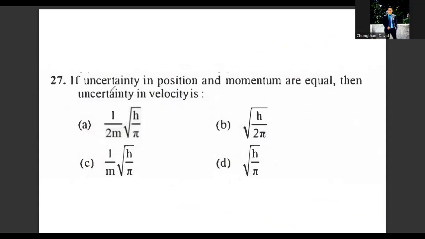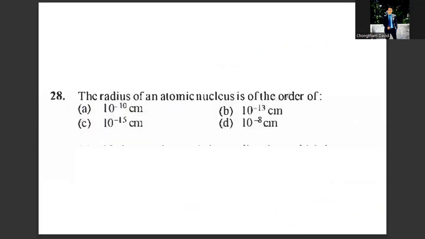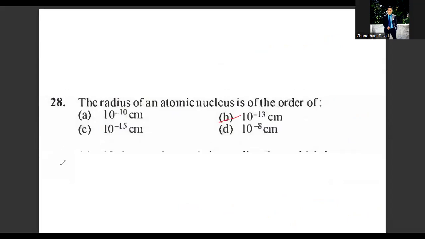27, theory-based question. This is easy. What is the uncertainty in the velocity? This would be option A. Question 28. The radius of an atomic nucleus is of the order of. So the order is in the terms of Fermi. So Fermi means 10 to the power minus 13. 28 would be B.